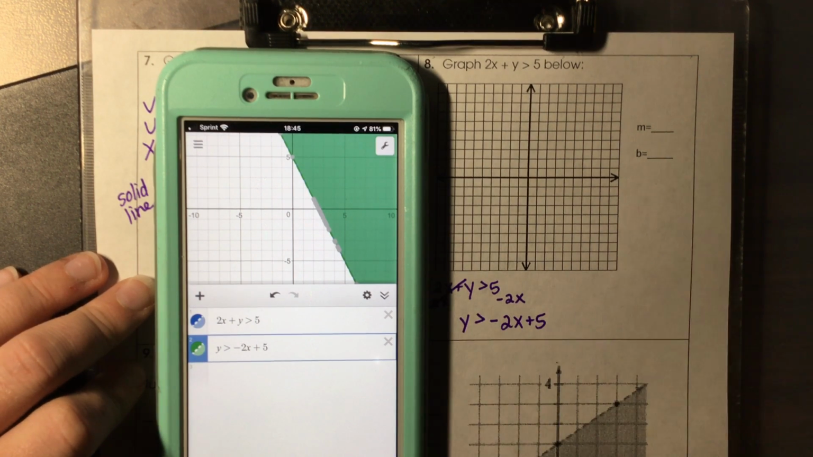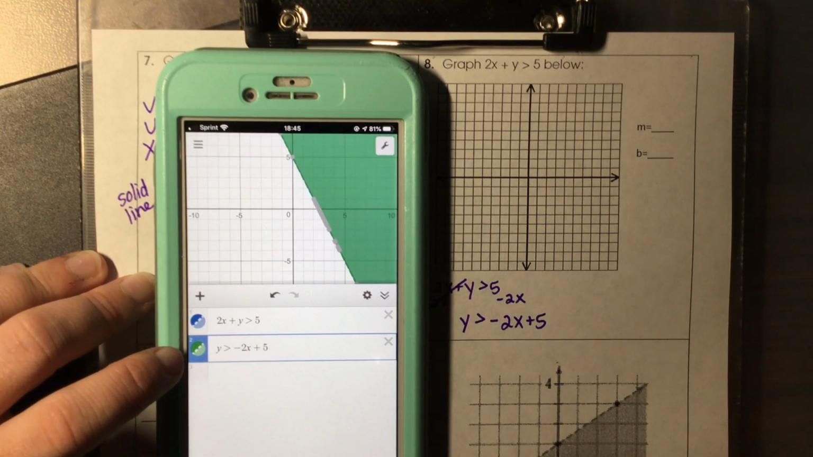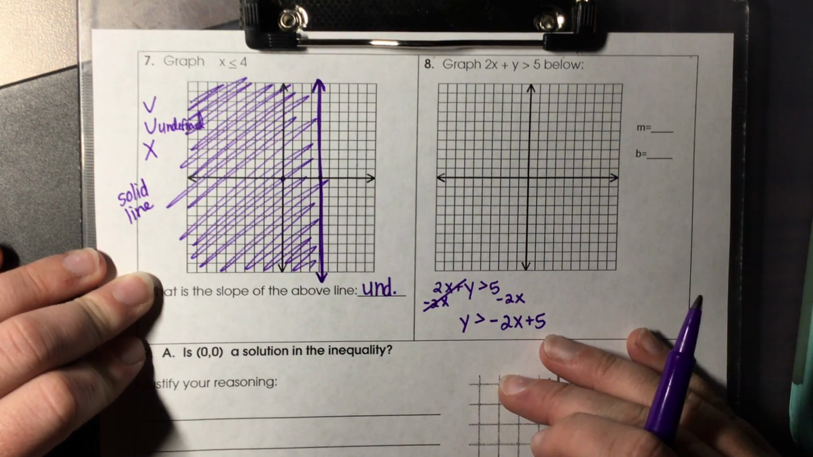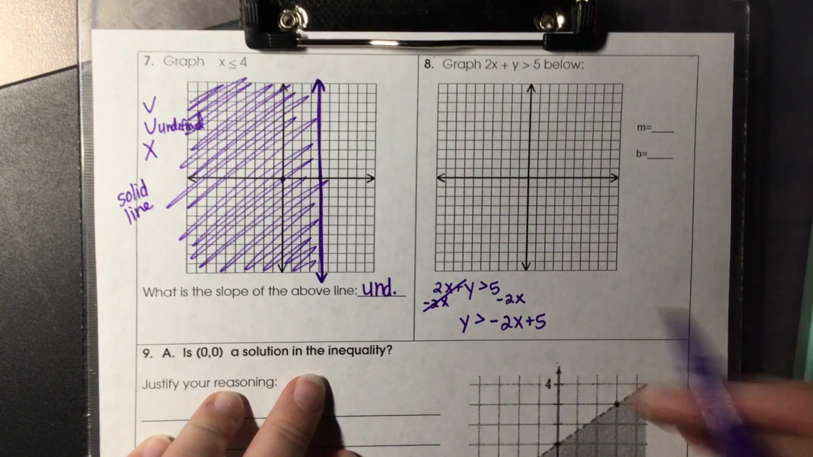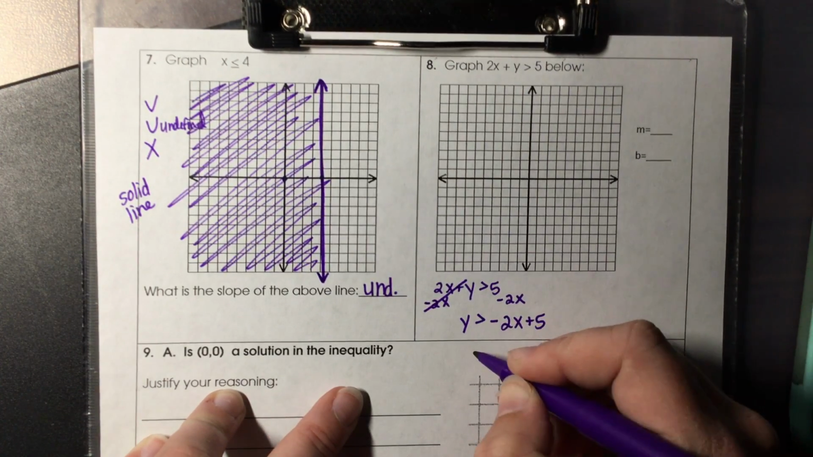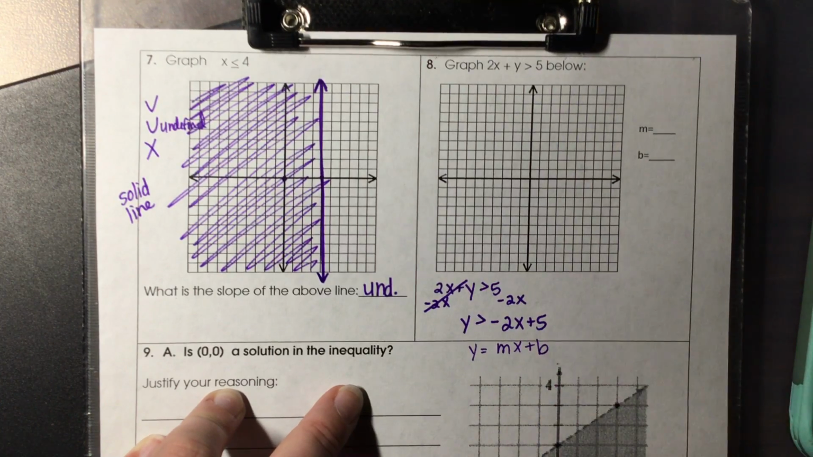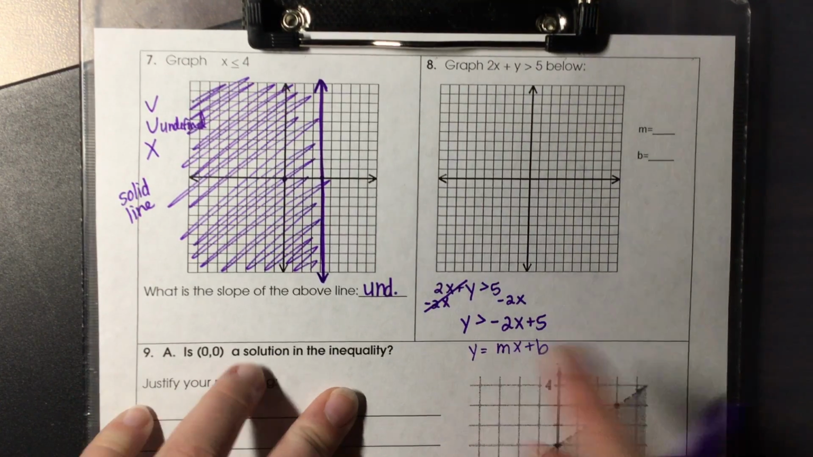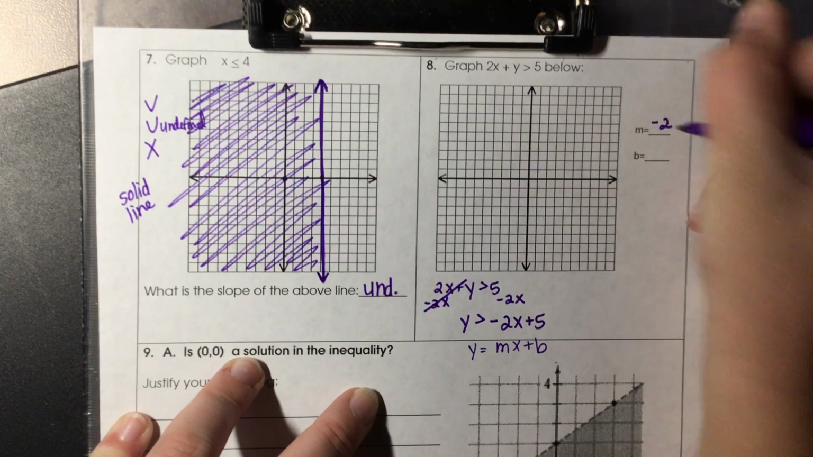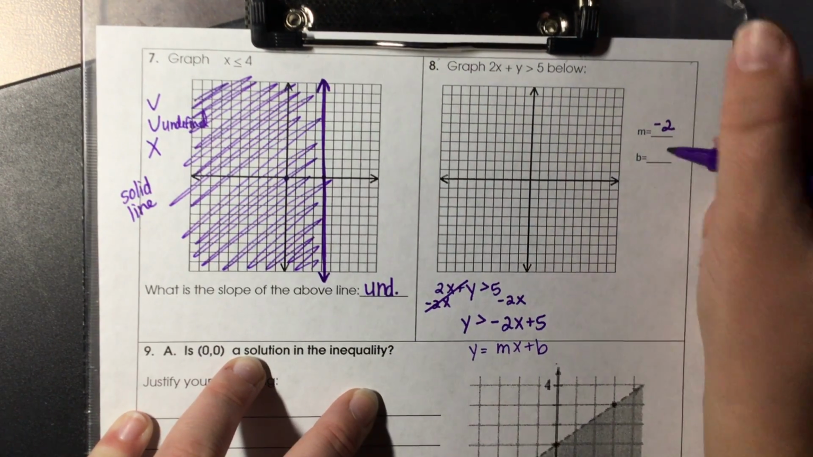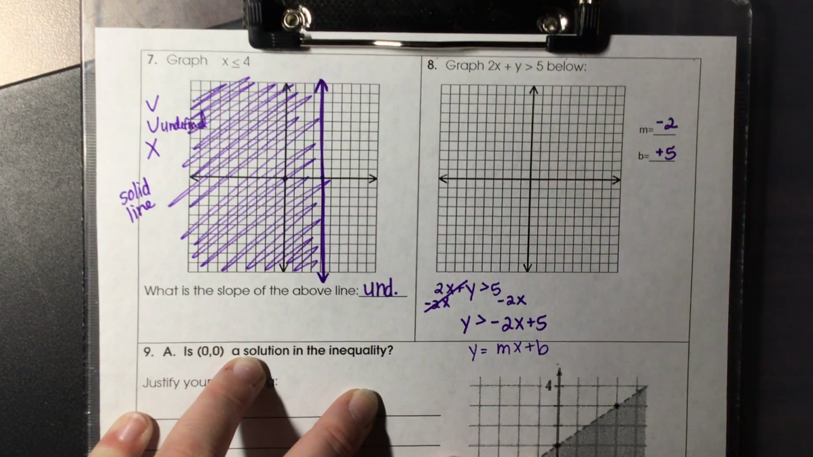But I double checked that using Desmos, okay? So now, looking at this right here, I'm going to break this down. I know this is in the format of y equals mx plus b. So my slope here is going to be negative 2. My b here, which is my y-intercept, is going to be positive 5.